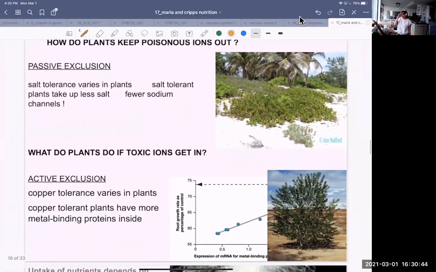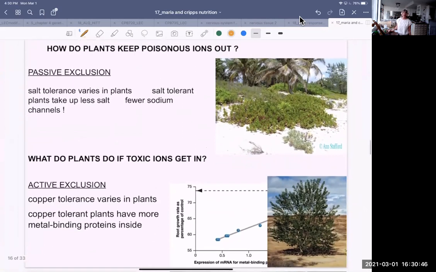How do plants keep poisonous ions out? Well, plants live in sometimes very saline conditions. In this case, these are mangroves here and other small shrubs. I don't know what they're called, but they're on the bank of the ocean, and there's a lot of salt there. So the sand is saturated with salt. The soil is saturated with salt because the water is constantly washing up, leaving or evaporating and leaving the salt behind. So there's a lot of salt.